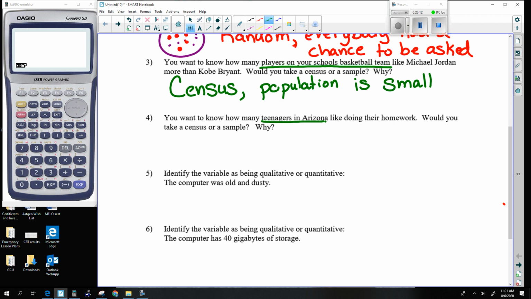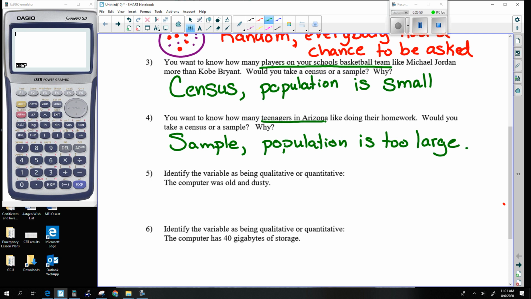What is the size of teenagers in Arizona? How big of a population is that? That's millions. There's millions of teenagers in Arizona. So are you going to ask millions of people a question? No, you need to cut that down. You need to take a sample. You're going to sacrifice accuracy because it would not make sense to ask millions of people this silly question. So, sample. Why would you take a sample? Because the population is too big. Good grading.